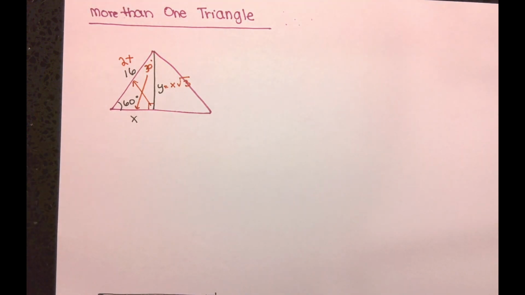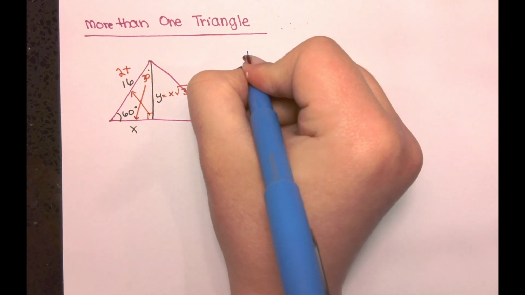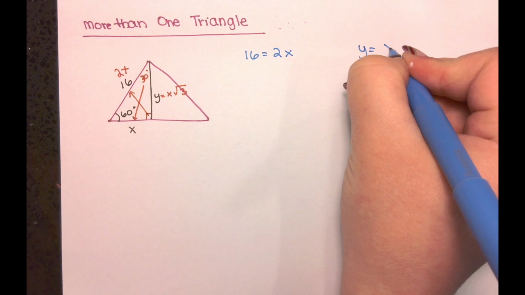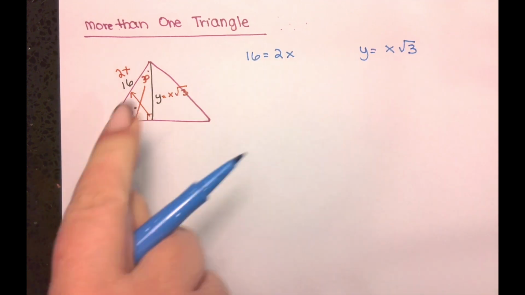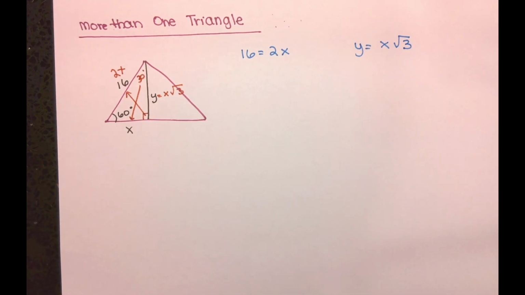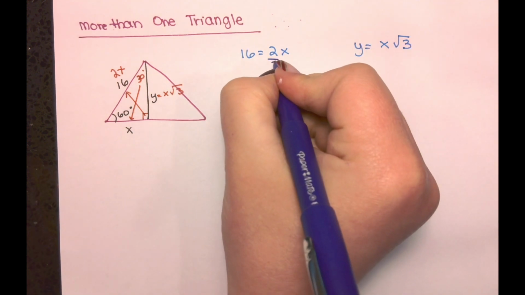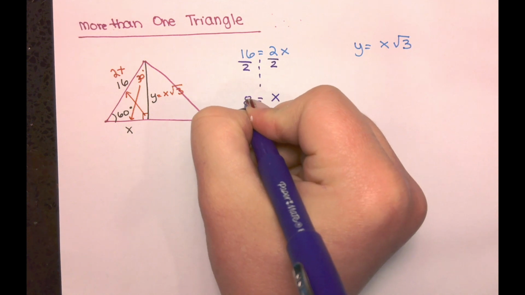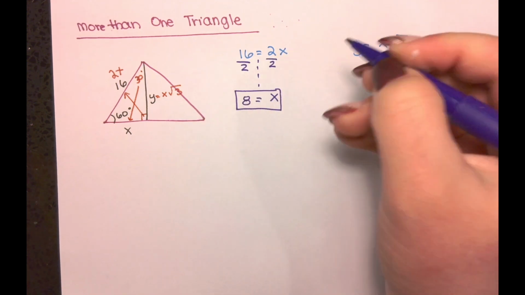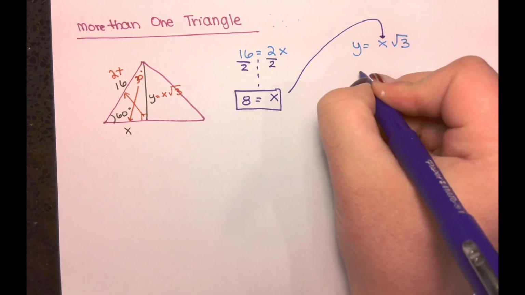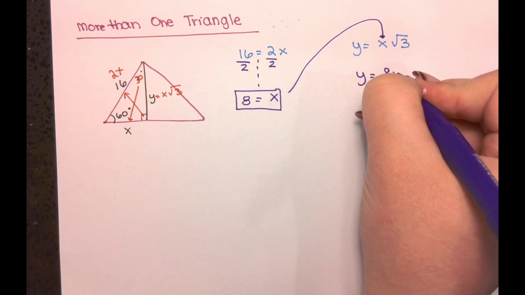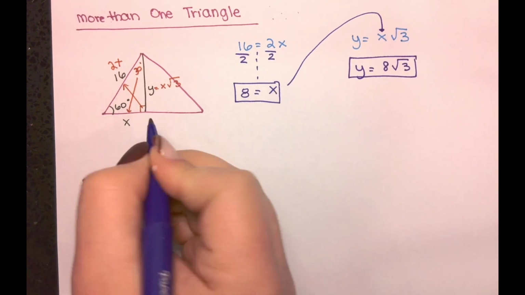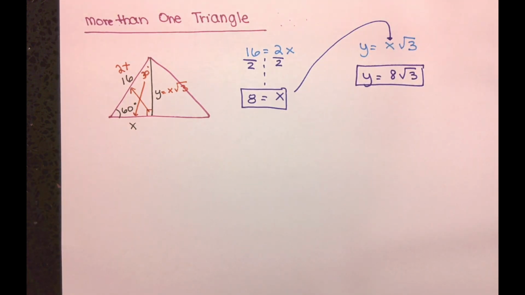So set up your mini equations. We have 16 is equal to 2x. Then we have y is equal to x root 3. And then we just have the x here. So let's solve for x by dividing by 2. X is equal to 8. Take that 8, replace it. Y is then equal to 8 root 3. And then x, we just solve for it there.